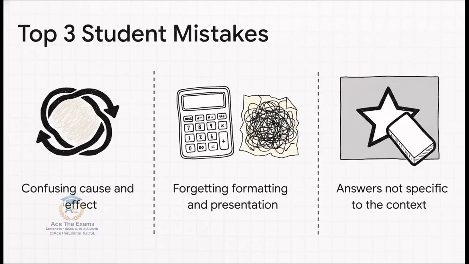The flaw is the very first bullet point on your screen, confusing cause and effect. Just because sales went up doesn't mean the marketing caused it. Maybe it was holiday seasonality. The second major mistake is forgetting format and presentation, leaving your pivot tables looking like a messy draft. And the third is providing generic answers that lack specific context. If the question is about a hospital database, your answer cannot sound like it belongs in a retail store database.